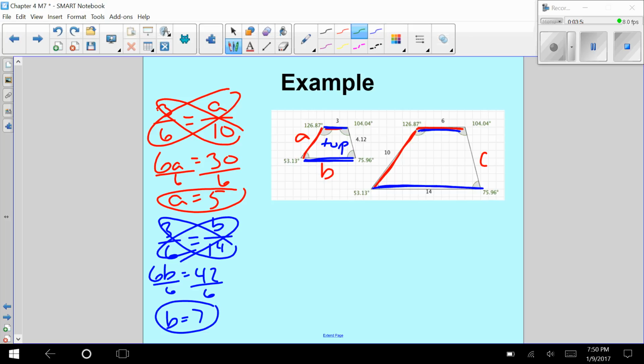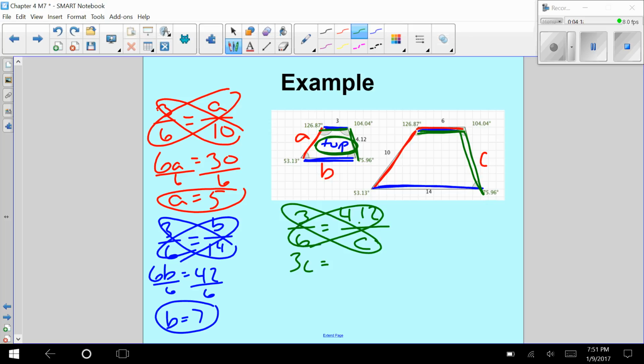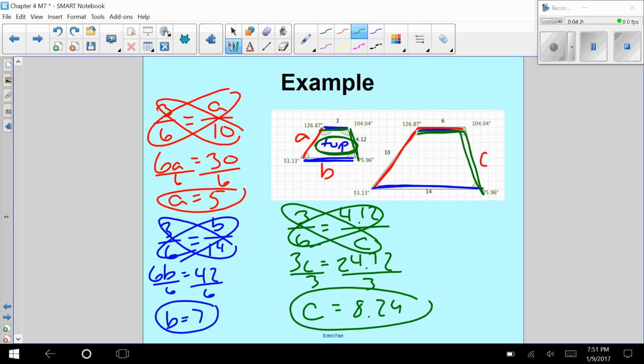And now let's look at the last set. We're still going to use 3/6 equals 4.12 goes with C. Remember, this is the top figure, so 4.12 goes on top, and C goes on bottom. Cross multiply and divide. 3C equals 6 times 4.12, which is 24.72. Divide both sides by 3, and I get C equals 8.24 as my final answer.